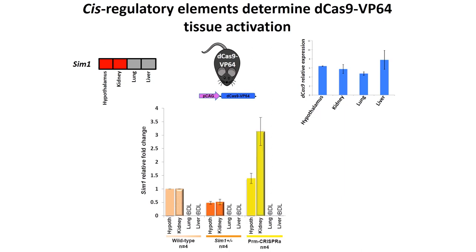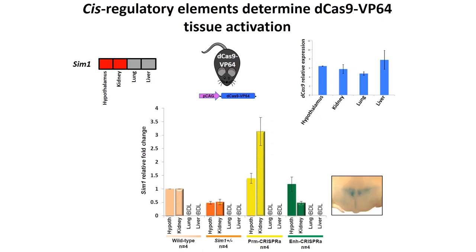So for the promoter rescued mice, you can see that we're upregulating in the hypothalamus and in the kidney, but not in the lung and the liver, even though Cas9 and the guides are expressed in all these tissues, suggesting that the upregulation is specific to the tissue where this regulatory element is active.